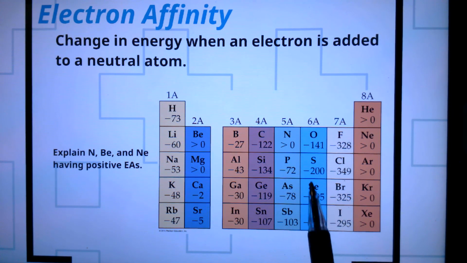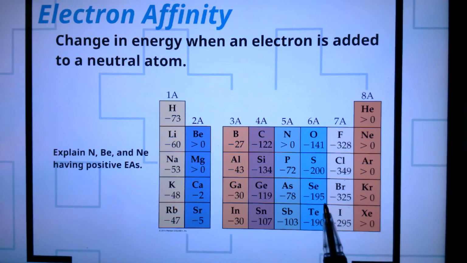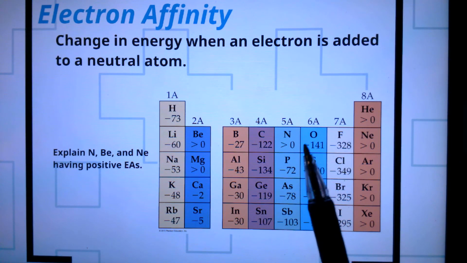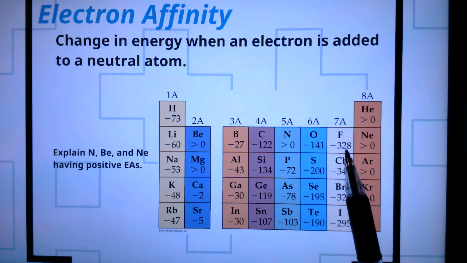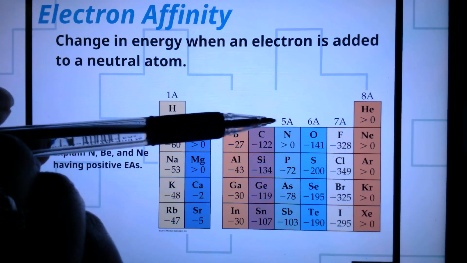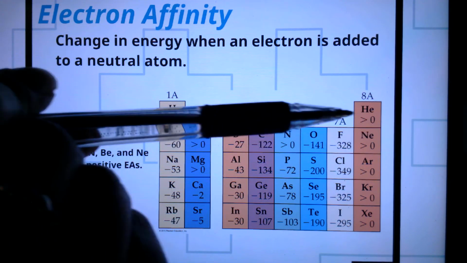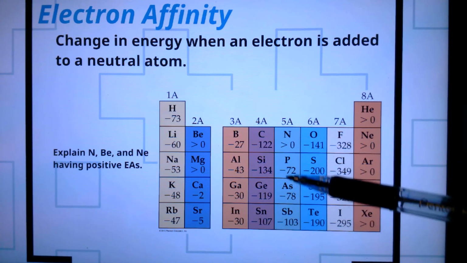Gaining just one electron for, say, oxygen, sulfur, selenium, tellurium is energetically favorable, but we don't get those huge, large numbers we see here, simply because these ones are not completing their outermost shell to become the noble gas configuration. So as you would guess, electron affinity for the most part is a little bit larger this way, except for our exceptions.